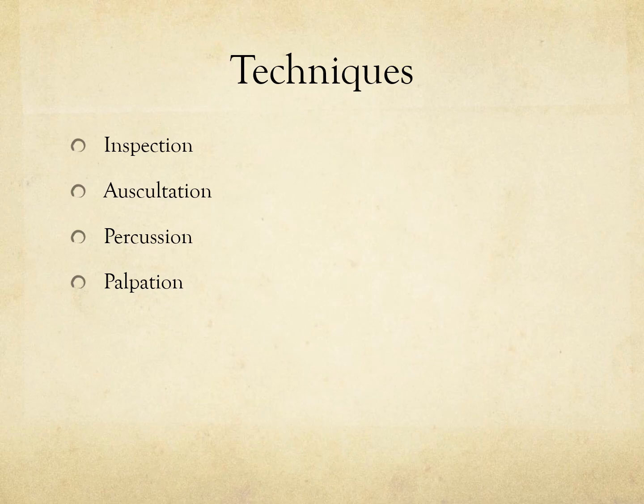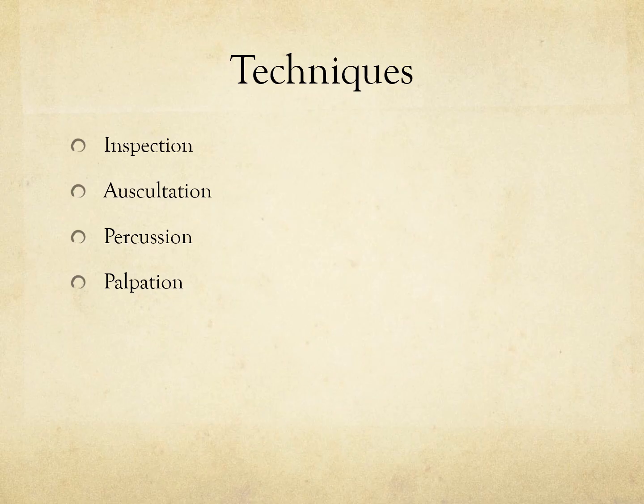So now we're moving into the actual physical assessment techniques for the abdomen. There are four techniques you already know from other assessments: inspection, auscultation, percussion, and palpation. But the abdomen is unique because the order is different than what you've learned in the past. For most assessments, we usually inspect, palpate, percuss, and then auscultate. But for the abdomen, the correct order is inspection, auscultation, percussion, and palpation.